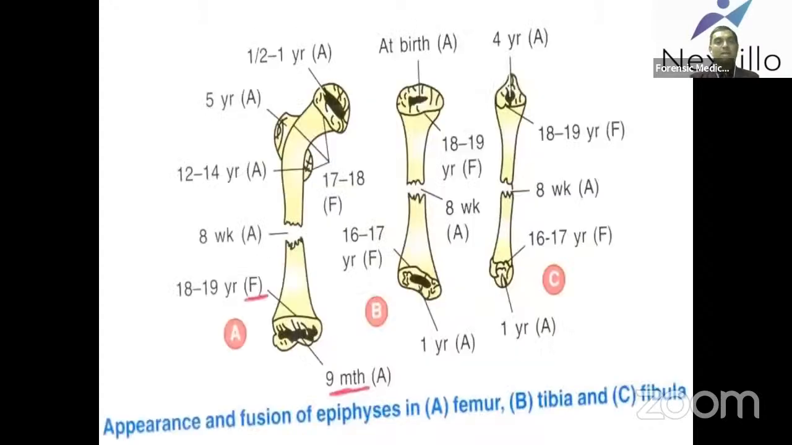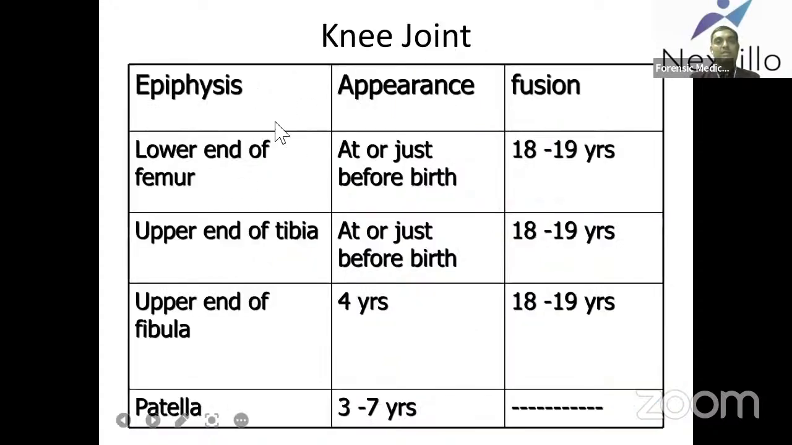This is again the appearance of femur, tibia, and fibula, like the knee joint. The lower end of the femur appears at or just before birth, and the knee joint is very important for the fusions at 18 to 19 years of age. The upper end of the tibia appears at or just before birth, like the lower end of the femur, almost the same appearance and fusions. Upper end of the fibula appears at 4 years and fuses at 18 to 19 years. Patella appears at 3 to 7 years.